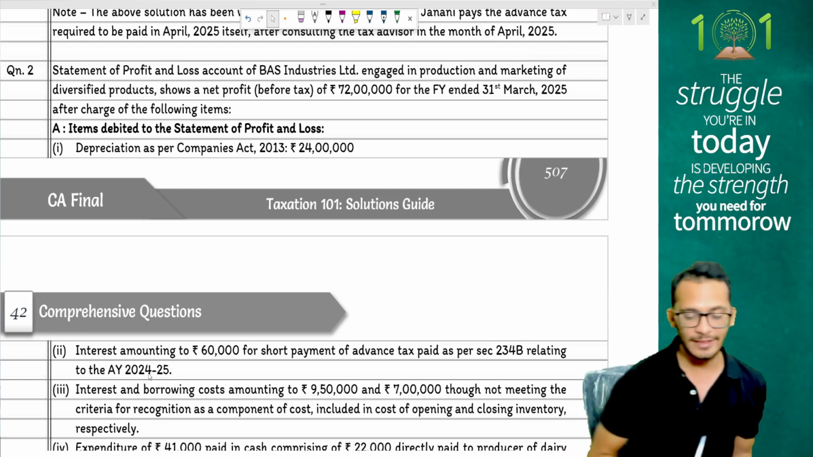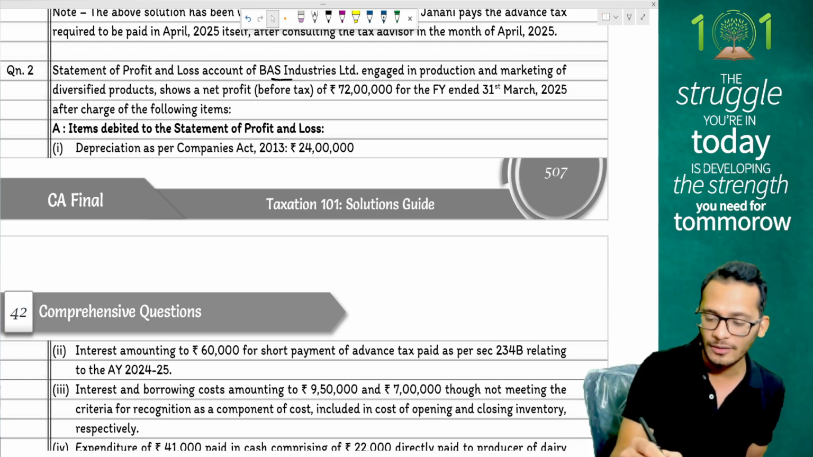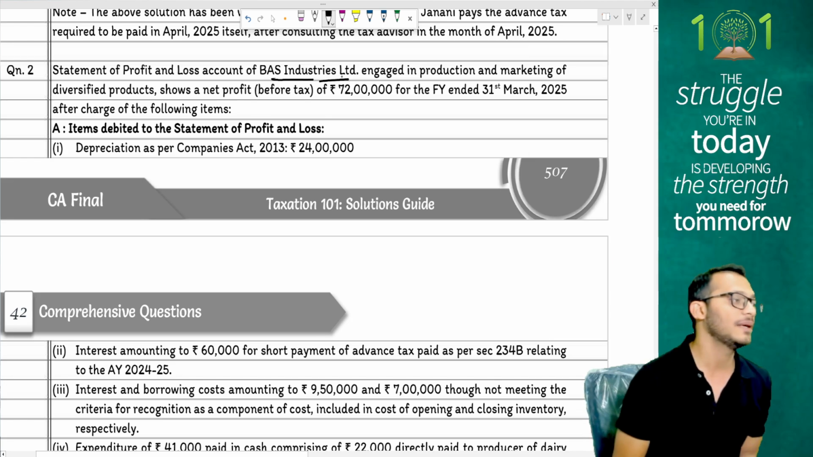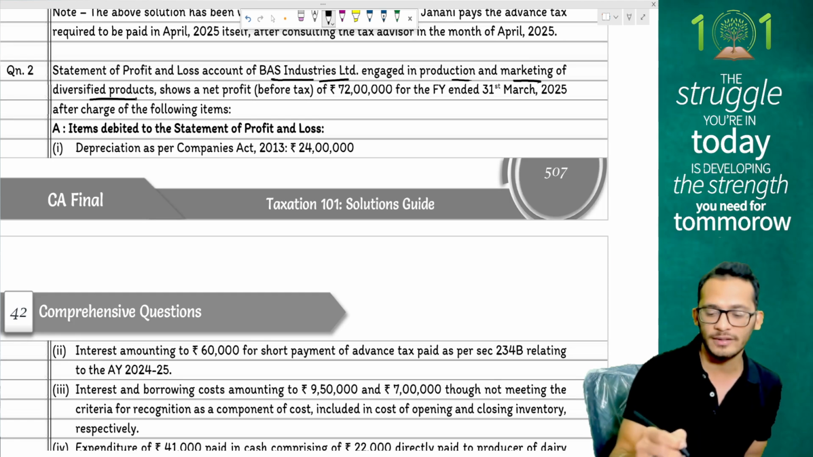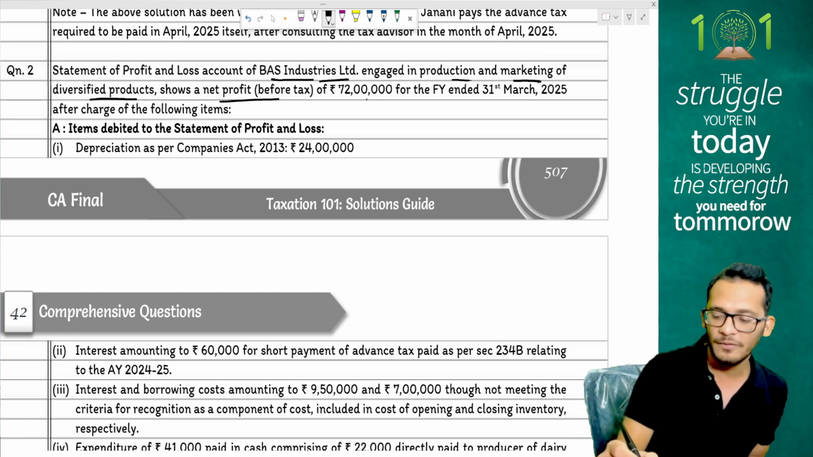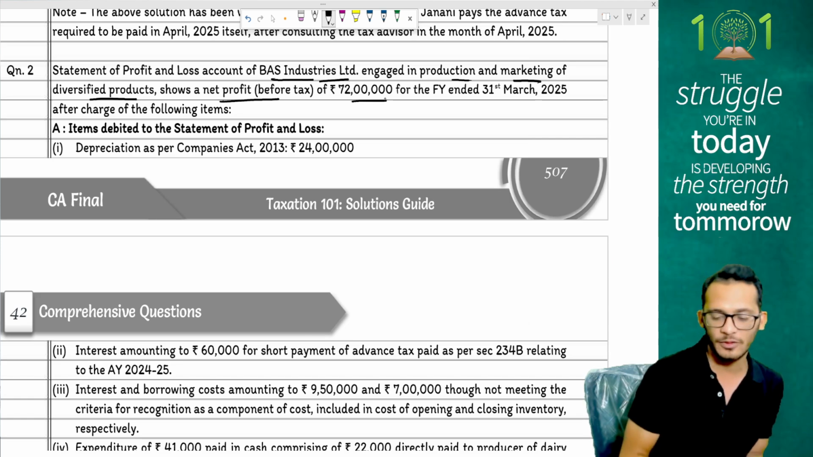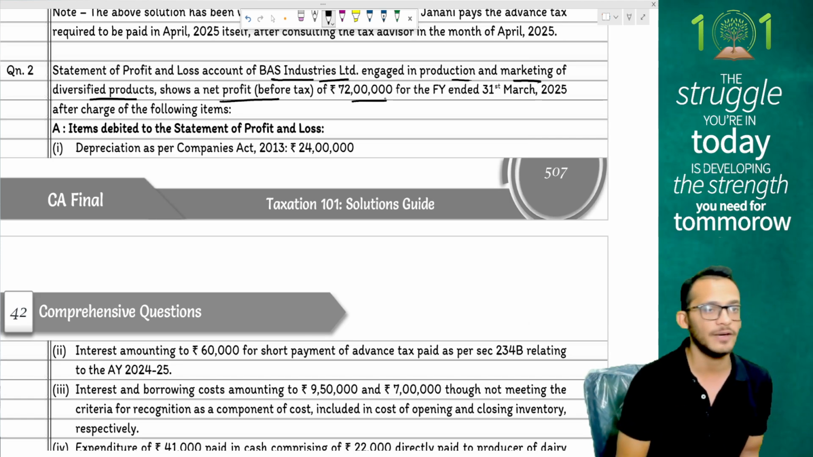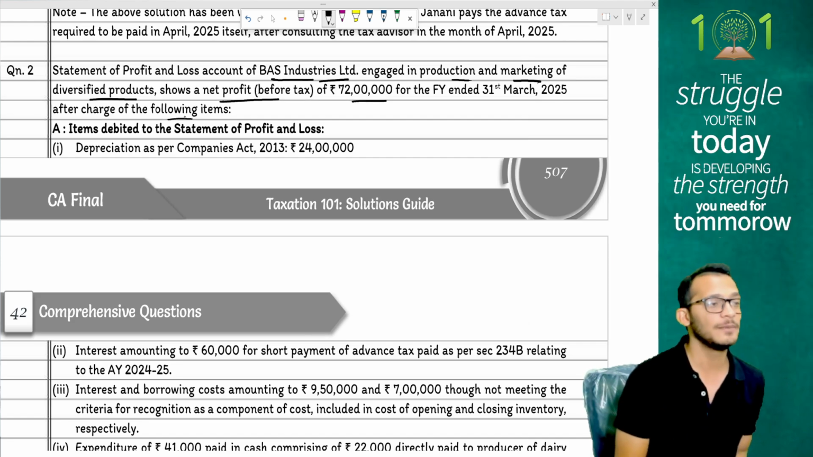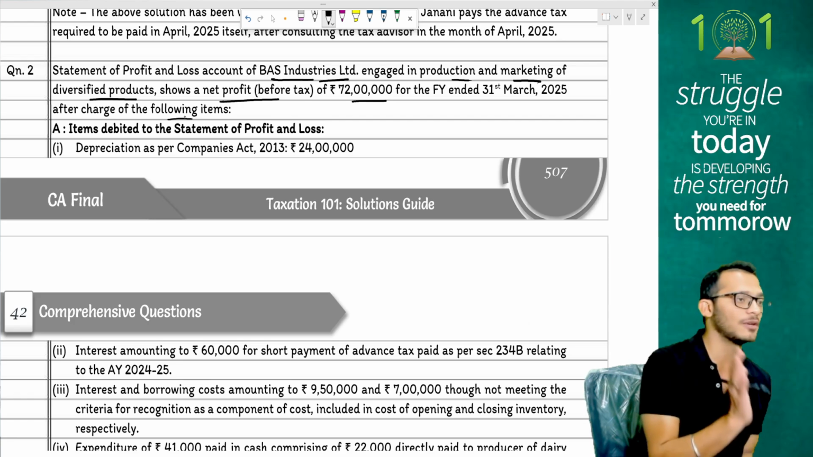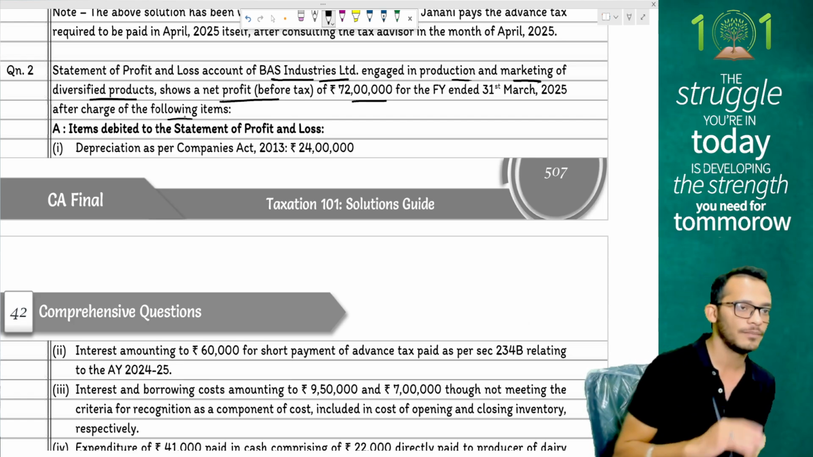The question says the statement of profit and loss is given of an entity called BS Industries Limited, who is engaged in the production and marketing of diversified products and has reported a net profit before tax of 72 lakhs for the year ended 31st March 2025. But they have also told you the following things. Now this question is a little easier, people, because they have split what is debited and split what is credited, so you don't have confusions here.